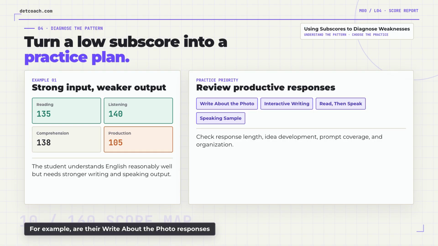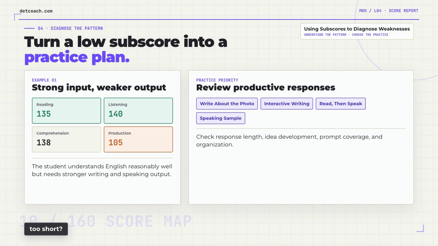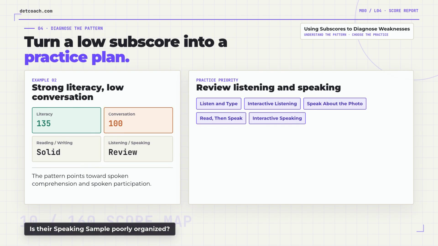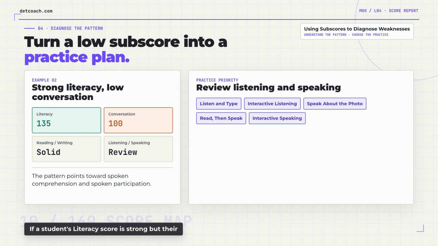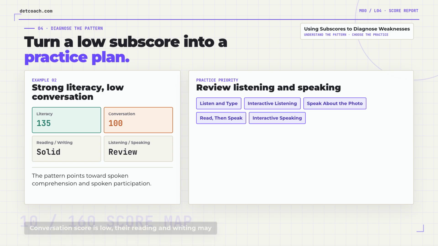For example, are their write about the photo responses too short? Do they develop their ideas in interactive writing? Do they miss any part of the prompt in read, then speak? Is their speaking sample poorly organized? Now consider a different situation. If a student's literacy score is strong, but their conversation score is low, their reading and writing may be solid, while their listening and speaking need work.